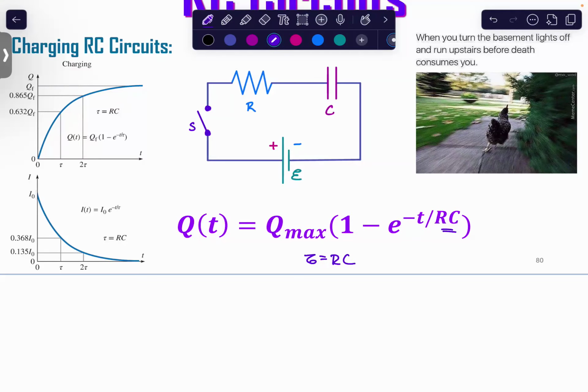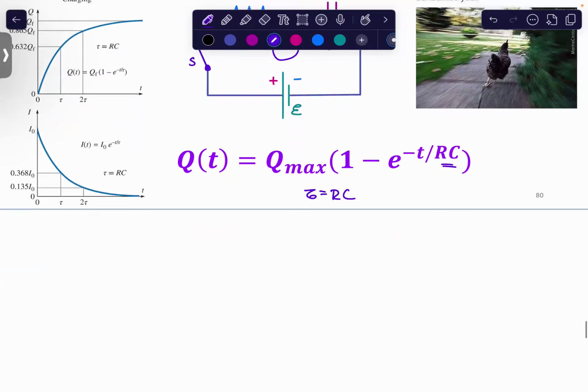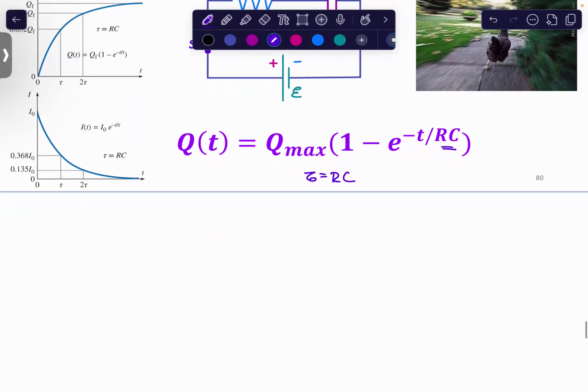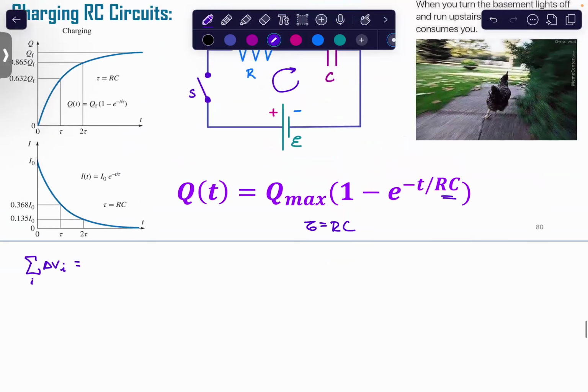Now, the way we can start analyzing this is let's use Kirchhoff. So what I'm going to do is go clockwise around this circuit. What am I going to get? I'm going to get delta V of the battery, delta V of the resistor, delta V of the capacitor equals 0.